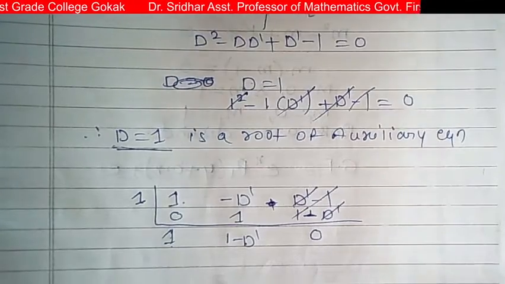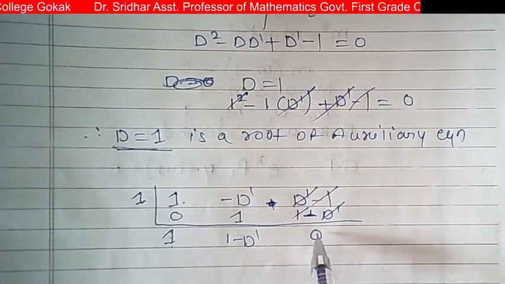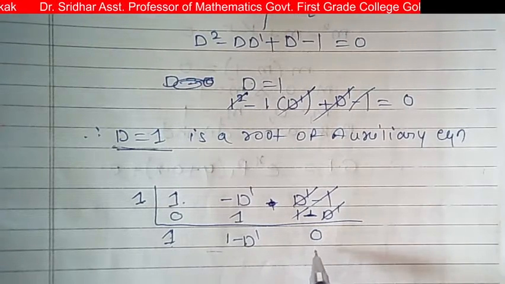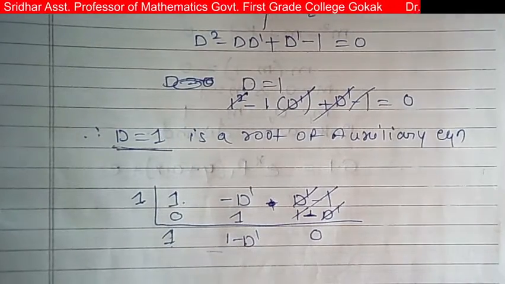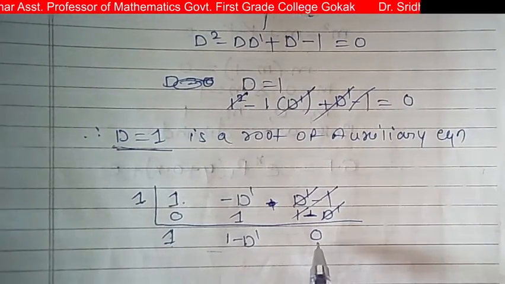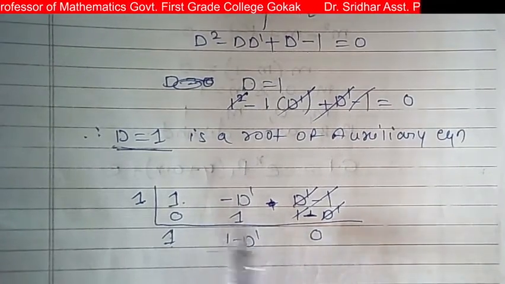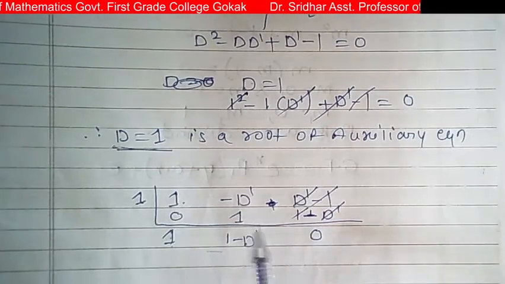Always remember that while applying the synthetic division method, if the last element is 0, then your calculation is correct. If you are not getting 0 here, then you may have gone wrong somewhere. So that is how we apply the synthetic division method.